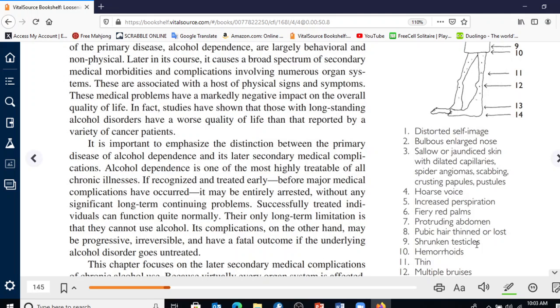And you probably shouldn't be paying attention to this unless you're doing something unethical, but pubic hair is thinned or lost. And that is something that occurs with drinking too, as well as shrunken testicles on men. We have testicular atrophy among guys who drink too much, and testicular atrophy among guys who smoke a lot of weed. So that kind of thing happens. Hemorrhoids, because of the difficulty we have sometimes going to the bathroom, and that becomes problematic over time.